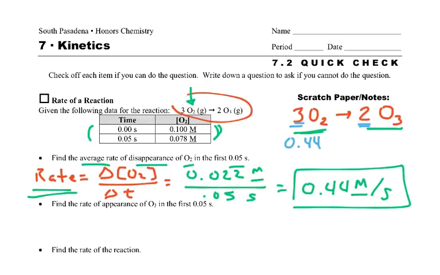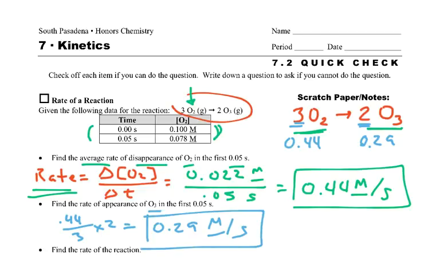So if I divide by 3, it's going to be 0.1456, times 2. So that's going to come out to be about 0.29 moles per liter per second. So for the rate of appearance of the ozone, 0.44 moles per liter per second, divide by 3 times 2, and we get 0.29 moles per liter per second. So that's our second answer.